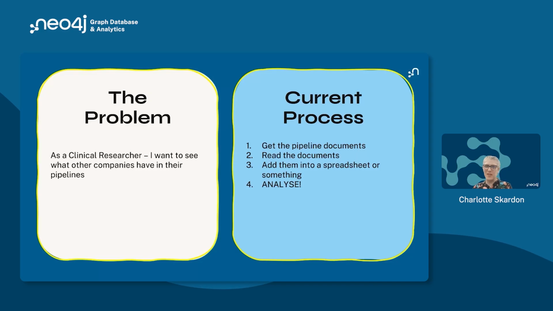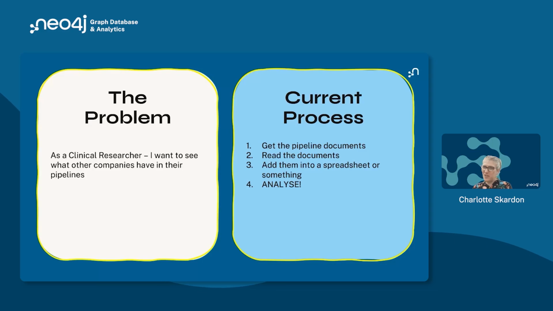So my problem is that as a clinical researcher, I want to see what other companies have in their pipelines, partly because I want to know what else is being studied, what else is being looked into, but I also want to see if there's a trend. Maybe there's a certain set of diseases which are turning up more commonly. Maybe that's something I want to research as well.